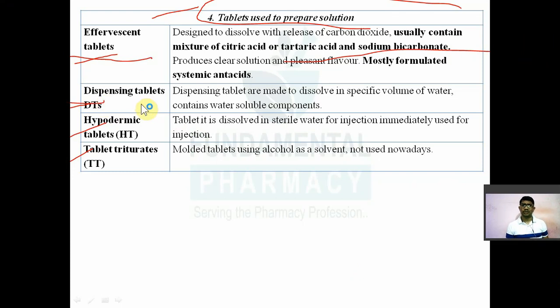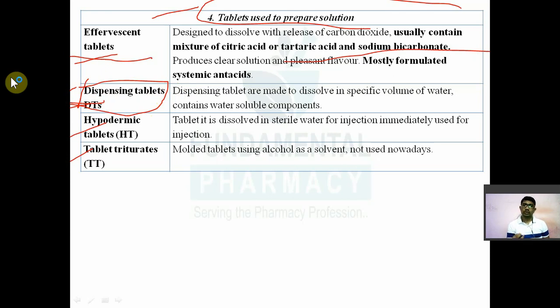Now dispensing tablet means what? They are sometimes known as a compounding tablet. So इसको compounding tablet भी बोलते हैं. These are the tablets which the pharmacist has to make on demand. If a patient has been prescribed a certain kind of tablet, and these types of tablet mostly consist of a potent drug, so they have to dispense it as and when required.